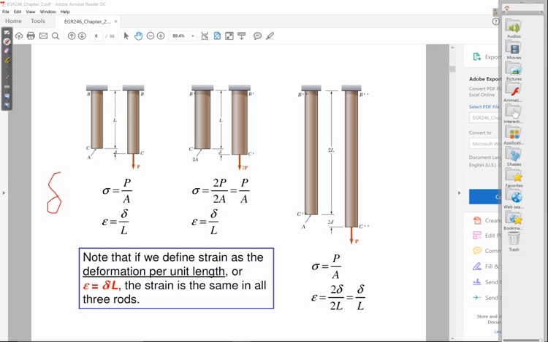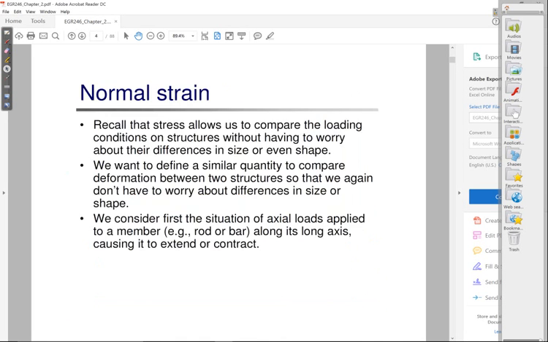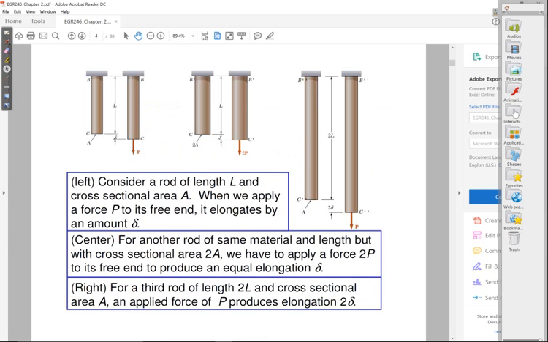And it's just like stress, meaning now the size and the shape of your part has no effect. So why is that? Well, people have done all kinds of experiments, okay, and they've determined that this works out perfectly. So here's the original experiment that was probably performed.